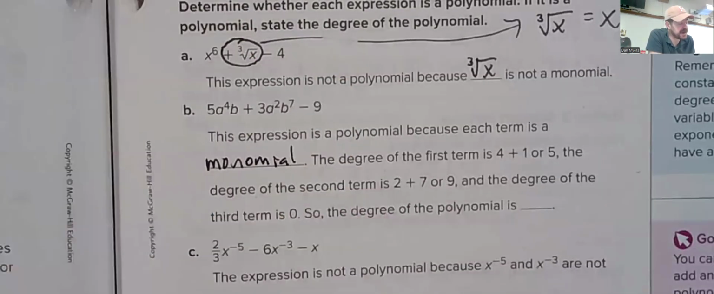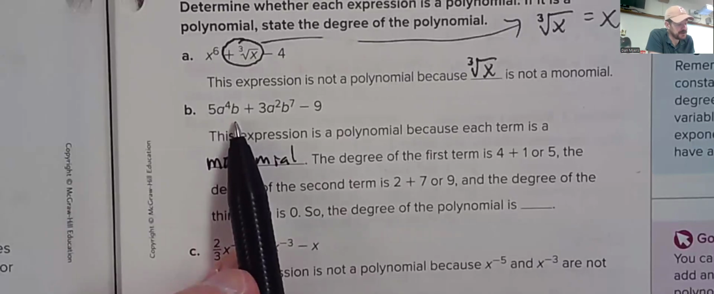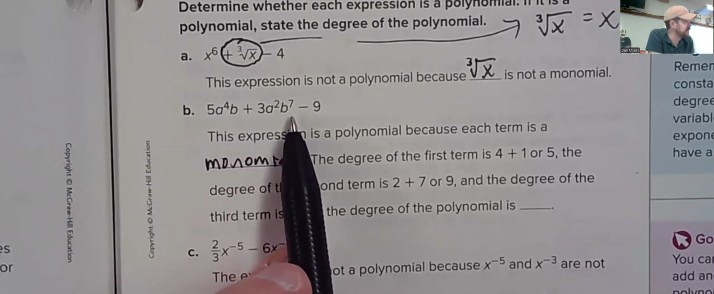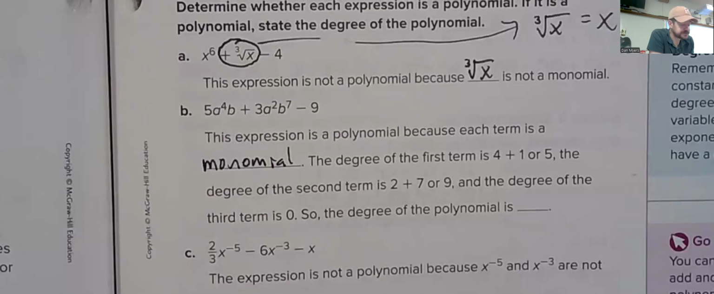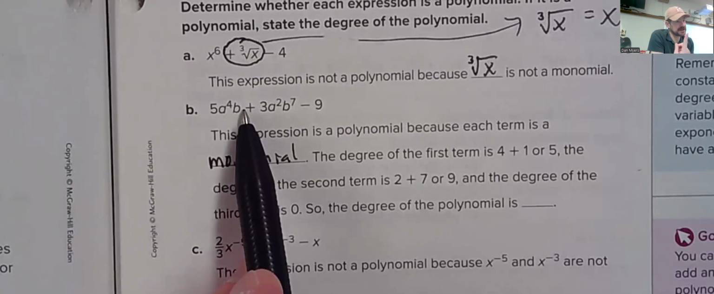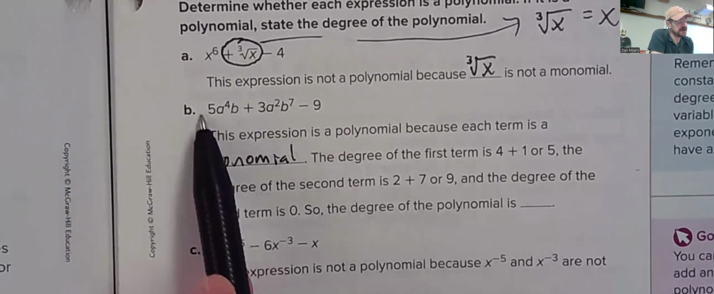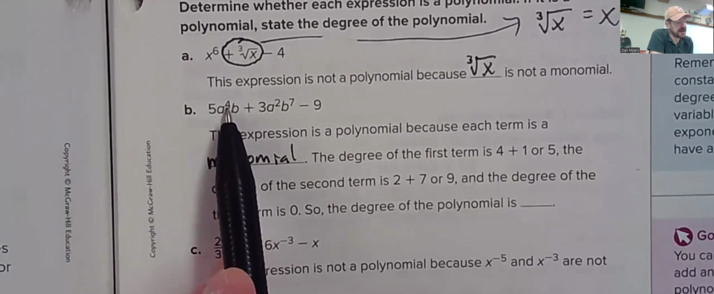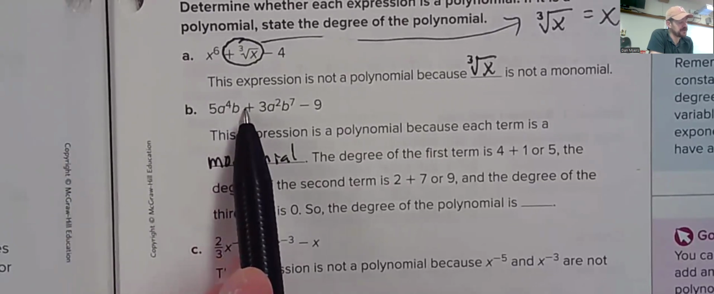There are 3 terms. You've got 5a to the 4th b. The middle term is 3a squared b to the 7th, and the last term is -9. The degree of the first term is 5, not 4. Why does the first term have a degree of 5 and not 4? Yeah, because b has an exponent with it as well, and that exponent would be 1. So this whole term here, we've got a 4 with the a, an exponent of 4 there, plus 1 more with the b. So that would be an exponent of 5.